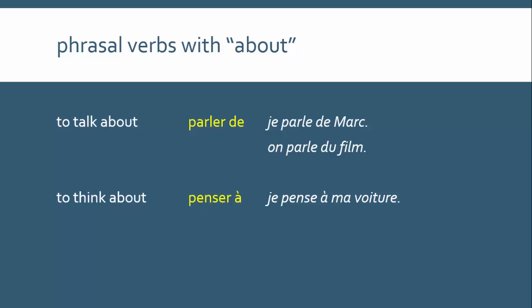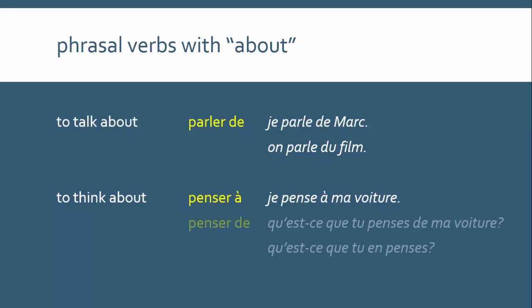It gets even worse when we find out that we can actually say penser de. This is to think about something in the sense of having an opinion. It's more like to think of. Qu'est-ce que tu penses de ma voiture? What do you think of my car? And quite often you'll hear people say, qu'est-ce que tu en penses? What do you think of it? Where en stands for de ma voiture. So now we have some conflicting translations. We have de meaning about, de meaning of, à meaning about. So going through this translation process really doesn't work.